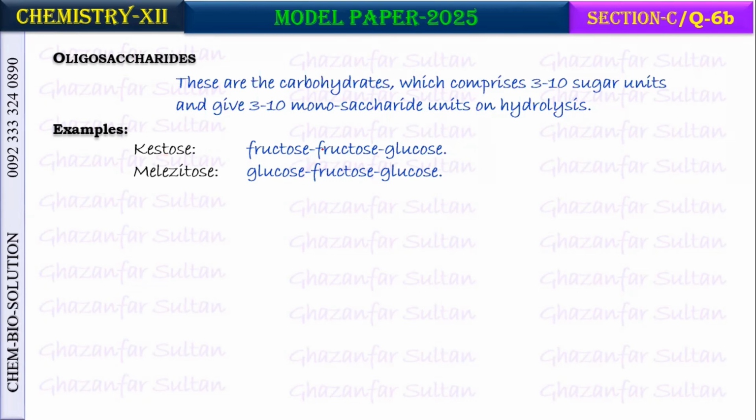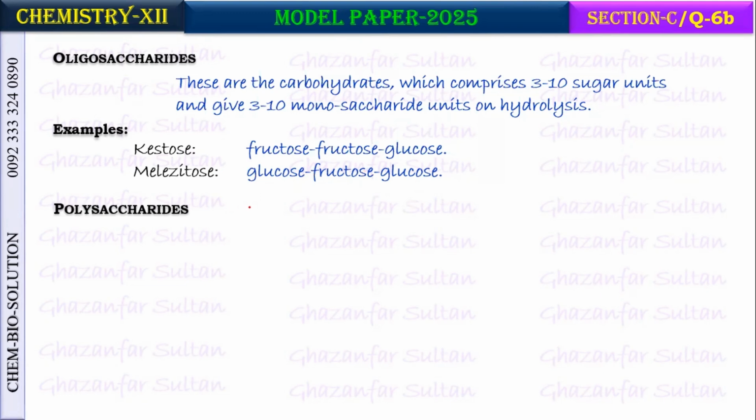Castrose. Castrose is an oligosaccharide that comprises, in this sequence, fructose joined with fructose, another fructose, and then glucose. The type of linkage between these molecules is not part of our syllabus, so leave it. And maltotriose is glucose, fructose, and glucose. So here, in between the two glucose units, fructose is there.